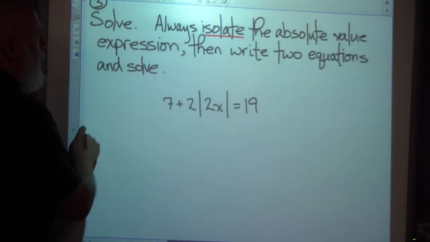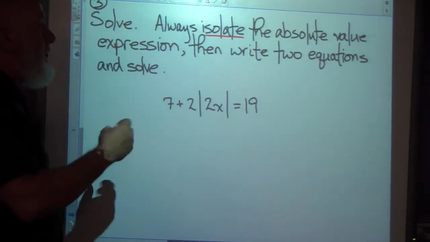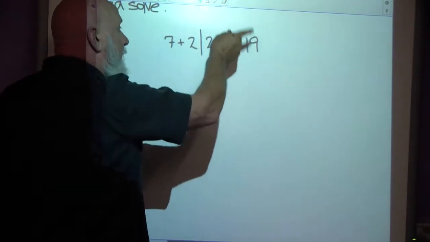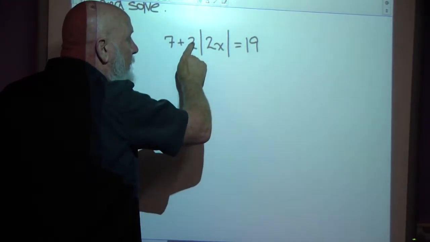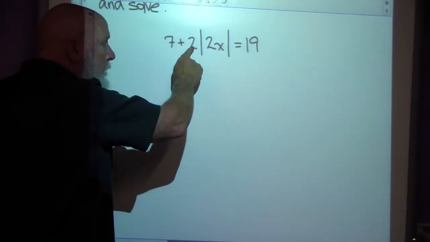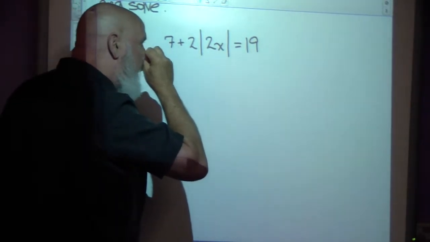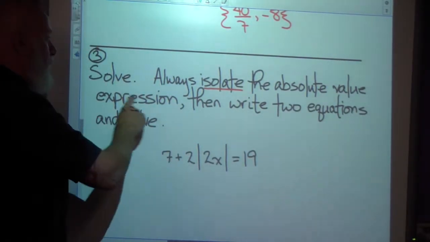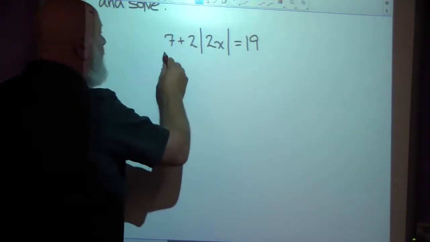Example number 3, solve. Always isolate the absolute value expression, then write two equations and solve. So that's what I'm going to do this time. I look at this one. Unlike the other two, I've got something added to this absolute value and something multiplied. So I'm going to subtract 7 from both sides, then divide both sides by 2, then my absolute value symbol is isolated, at which time I write two equations. You have to always isolate the absolute value expression, then write two equations. So that's what I'm going to do. Here I go. I'm going to subtract 7 from both sides.